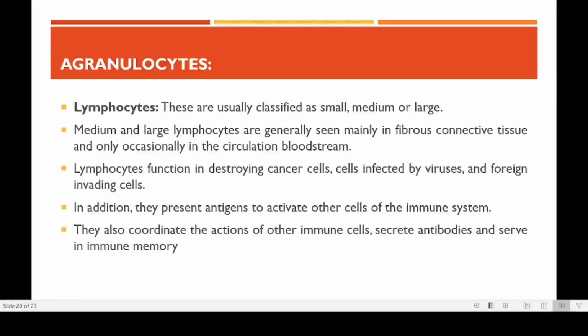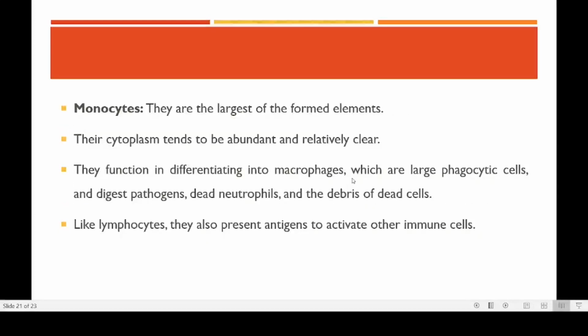That kind of memory, that kind of response, or that phenomenon is known by the name immunological memory, or simply immune memory. So the lymphocytes are the important type of cells which are responsible for immune memory. So that is another function of the lymphocyte. Now we will see the function of the monocyte.